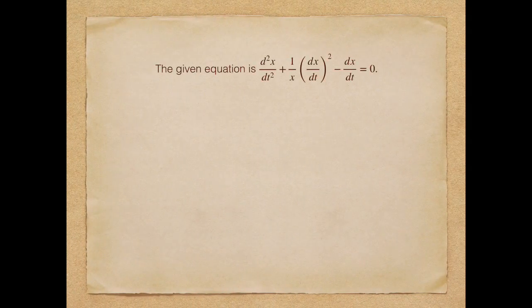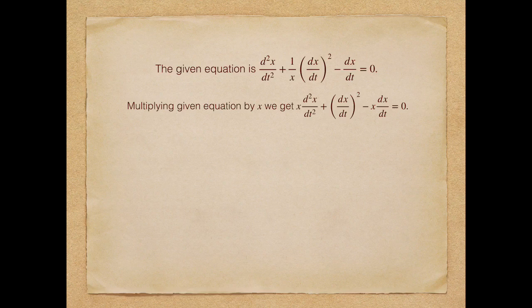Now we see the given equation is d2x/dt2 plus 1/x (dx/dt) squared minus dx/dt equal to 0, the given equation. As we see, the x is in the denominator, so as we generally do, we will multiply this equation by x, so we get x d2x/dt2 plus (dx/dt) whole square minus x dx/dt equal to 0. Now how to solve this equation?